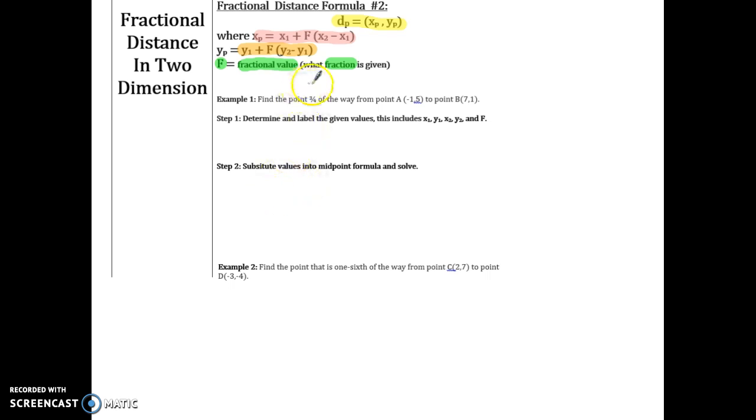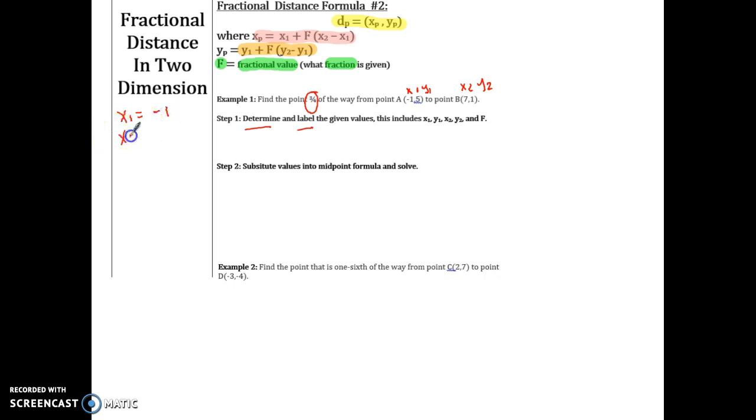Number 1 says find the point 3/4 of the way from point A to point B. So again, right off the bat, the first step would be to label x1, y1, and this will be x2, y2. Off to the side, we have to determine and label the given values. All of the components from these two up here have to be replaced down here. I don't have much space here, so I'm going to write it in this section right there. So we have x1, which equals -1.